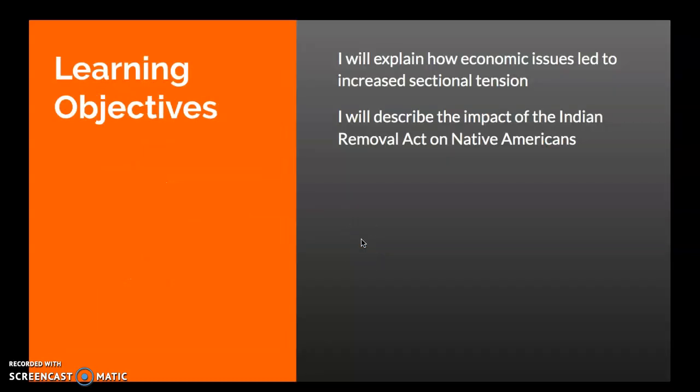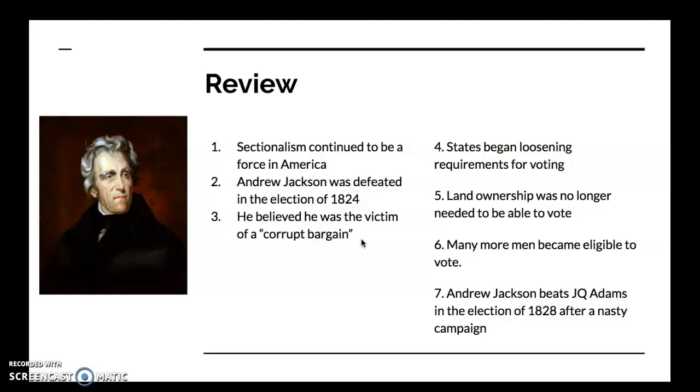All right, so our learning objectives for today. I will be able to explain how economic issues led to the increased sectional tension, and I will describe the impact of the Indian Removal Act on Native Americans.